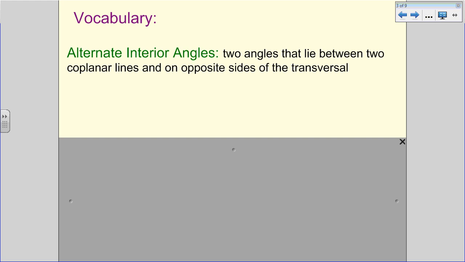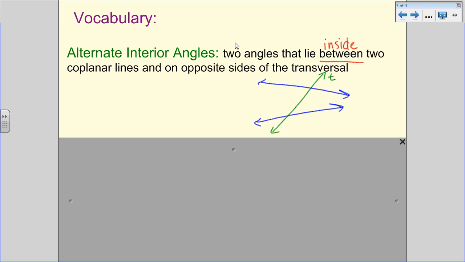Let's take a look at what we call alternate interior angles. Obviously, having some sort of visual goes well with that. So let's go back and draw those lines. So let's draw in two lines. Let's draw a transversal in. All right, so it's two angles that lie between two coplanar lines. And so I think about that between as being inside the two lines, and inside refers to the interior of your house. So I'm in between the two lines, and I'm on opposites. That's what alternate means, alternating.